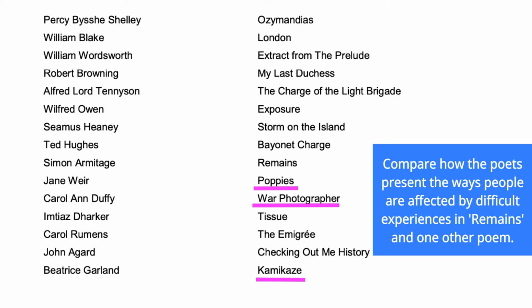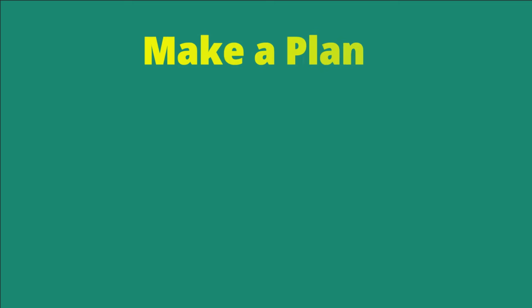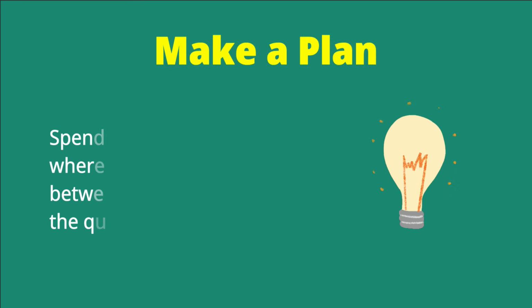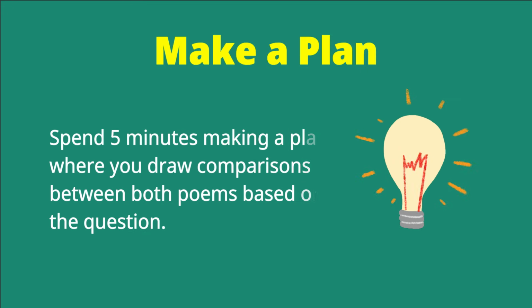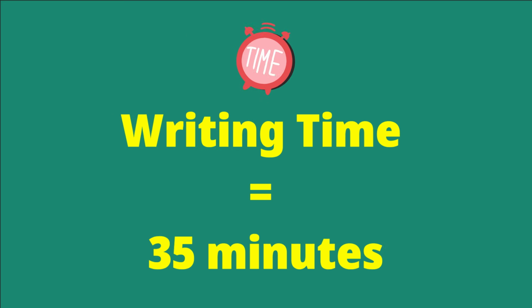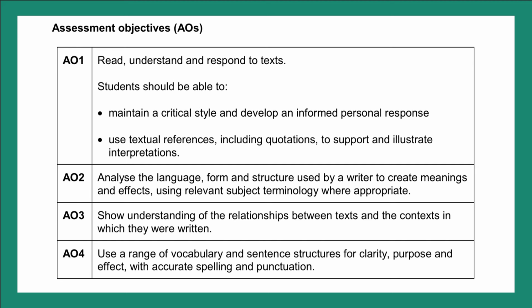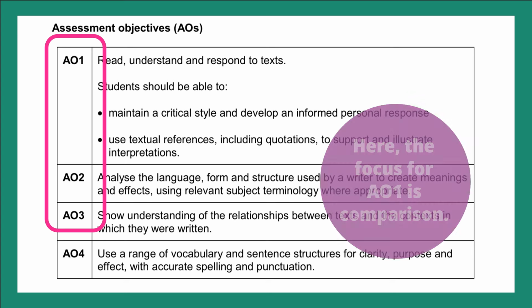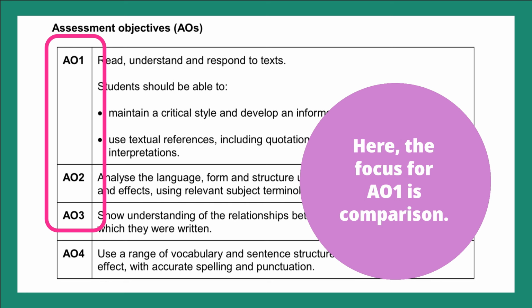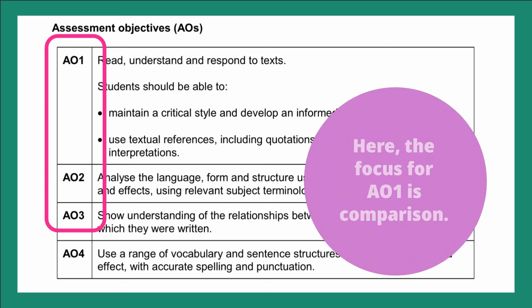Remember, you are simply asked to compare. The poems do not have to be overtly similar. Once you've decided on your second poem, spend a further 5 minutes making a plan where you draw comparisons between both poems based on the question. You will have about 35 minutes to write your essay. The mark scheme is again based on AO1, AO2, and AO3 for this question, with the only difference being the focus on AO1 is comparison. You must focus your answer on comparing poems, otherwise you cannot mark highly on the exam.